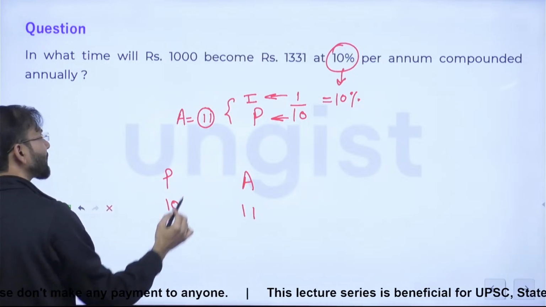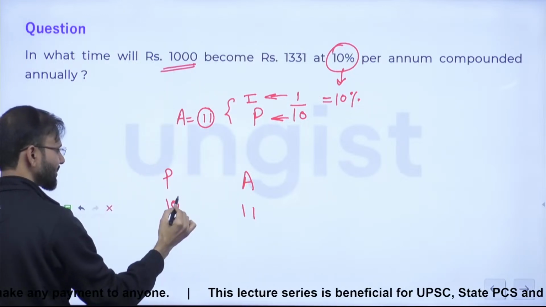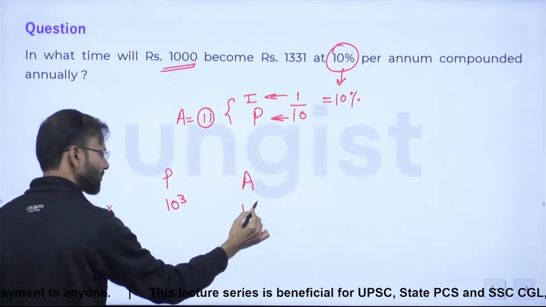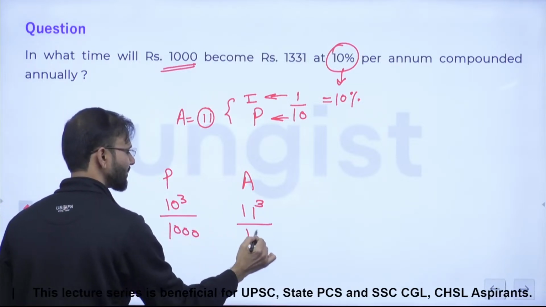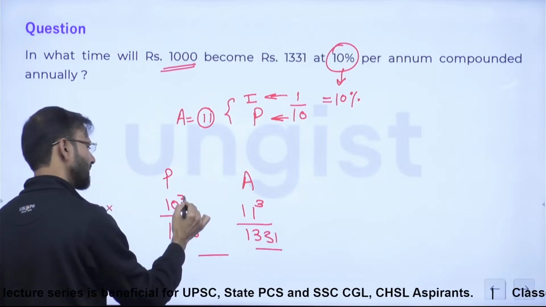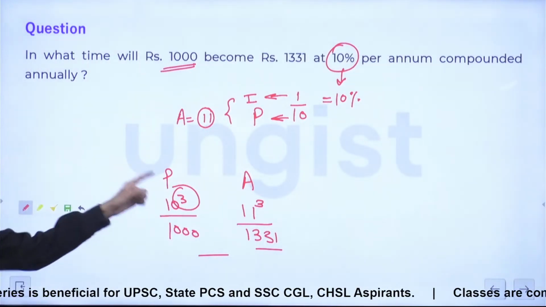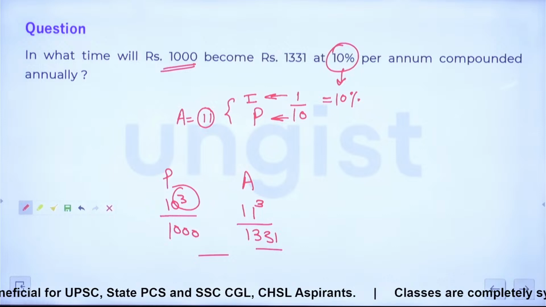Now everybody, here this is 1000, right? So this is actually 10 cube. So it should be cube, fine? So this is 10 cube is 1000 and this is 1331. Ho gaya, right? This means what? 3 years, right? This is the answer.